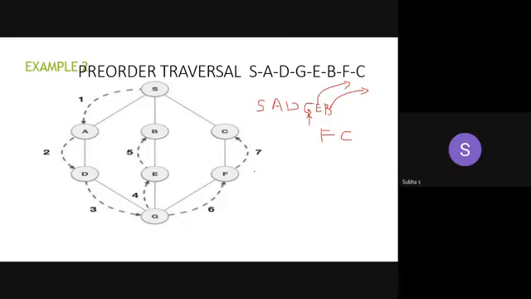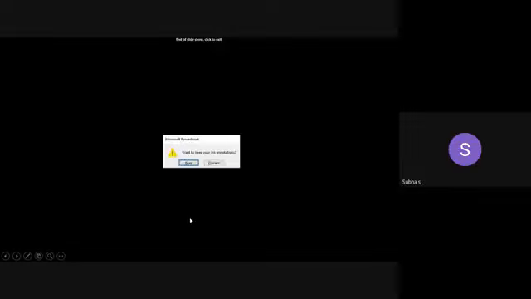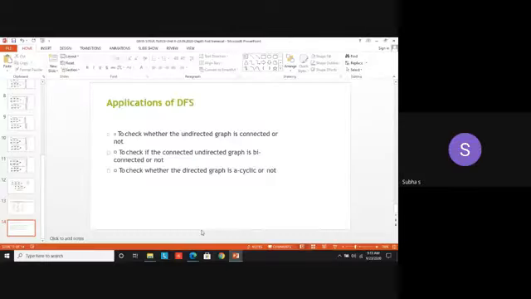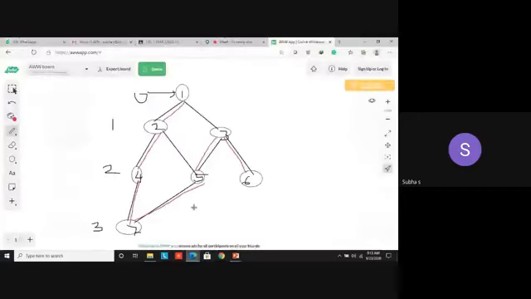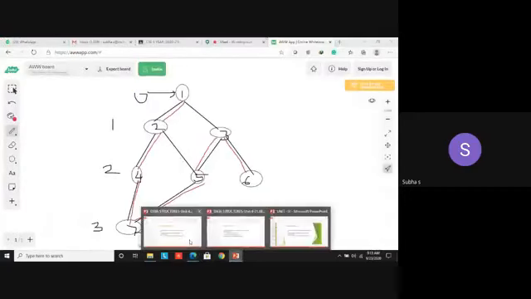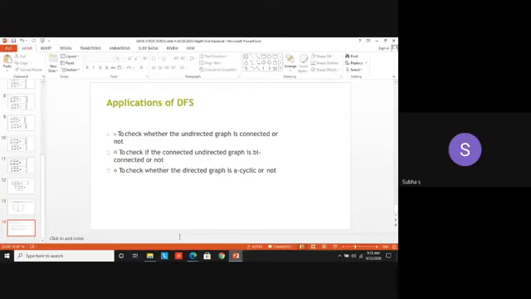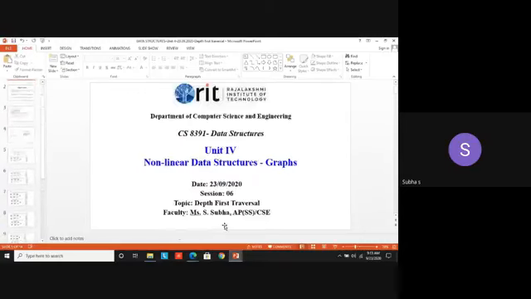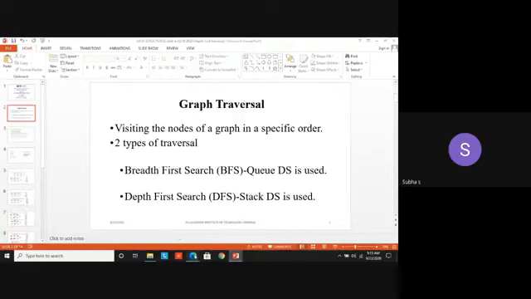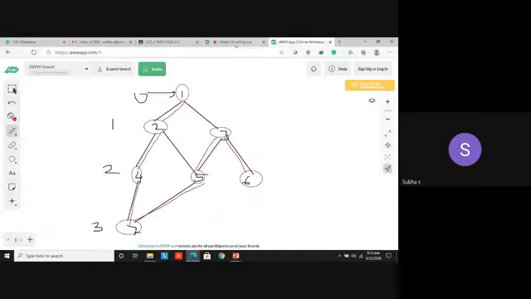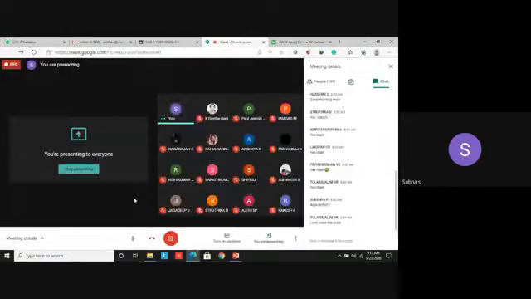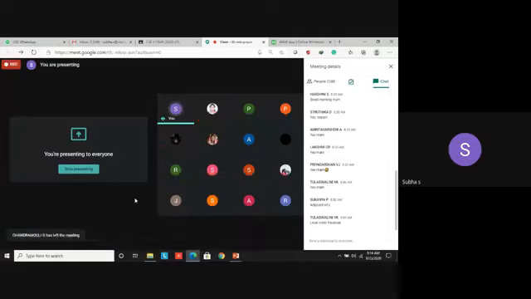Okay. So with this, I stop today's presentation. If you have any doubts, you can ask. So we have covered two important techniques, BFS and then DFS in the last two classes. Any doubts so far? Feel free to ask the doubts because these are the most important concepts in the graph data structure. These are the two important traversal techniques.